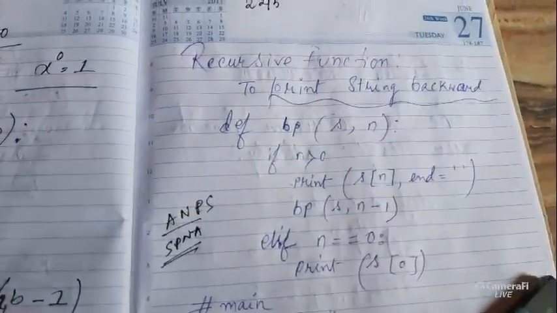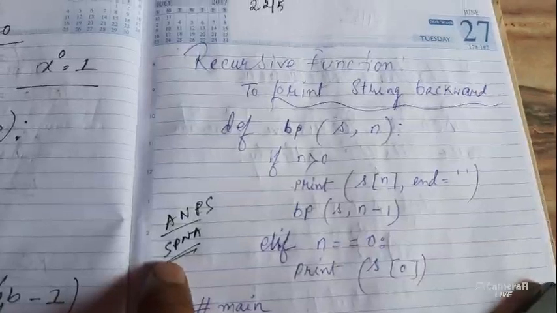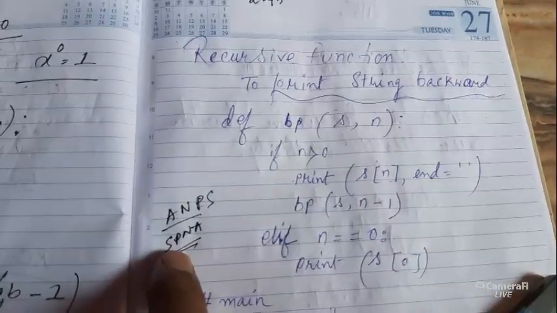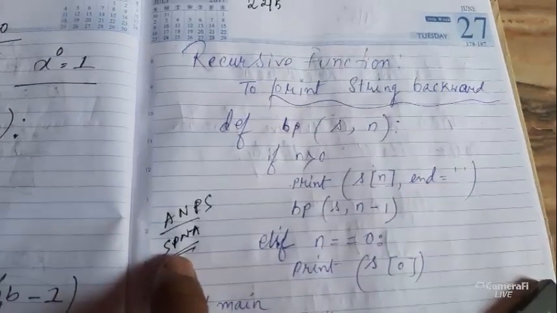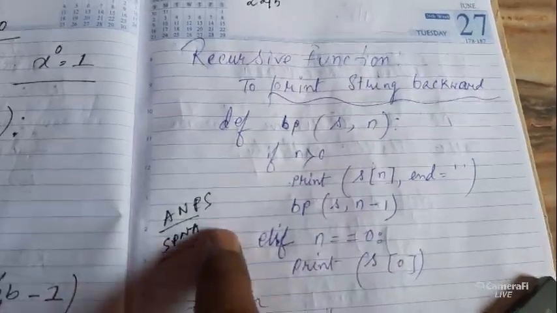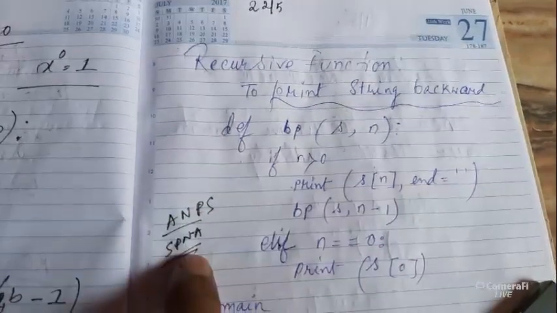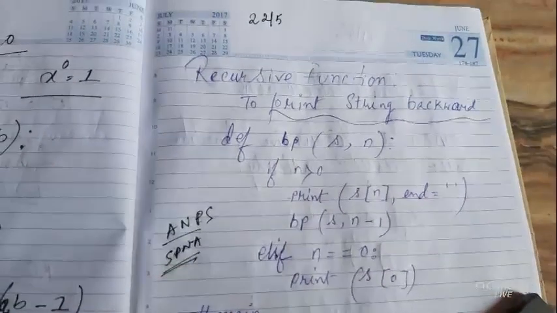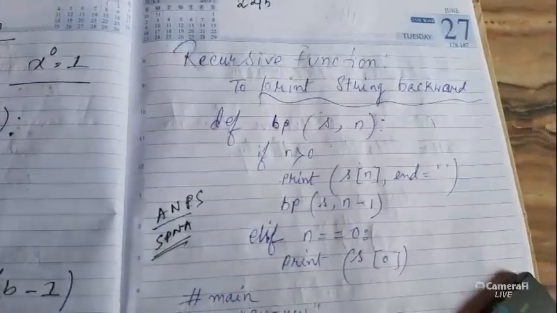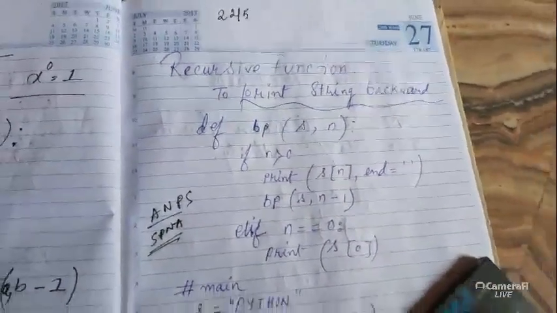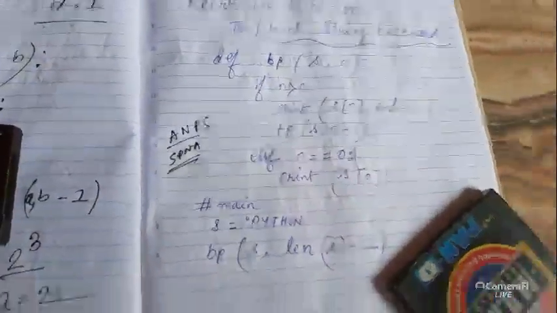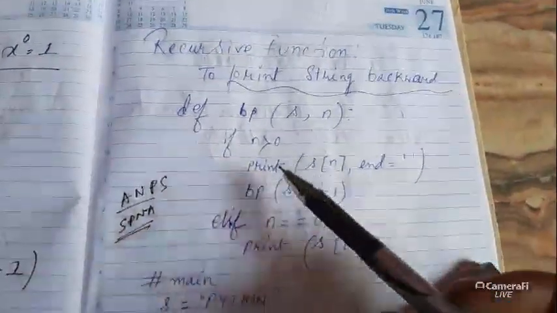If we did this through a loop, we know very easily that we have to run a loop backward, and print each and every character in a backward way. But here we have to do the same thing in a recursive manner. So let's see what the logic will be. So here is the logic.